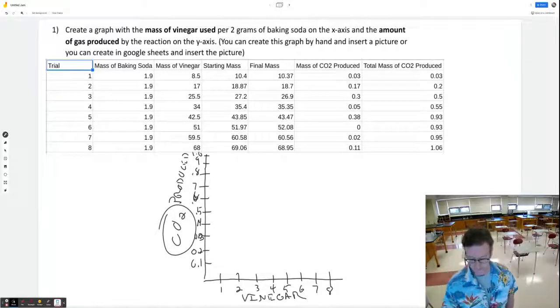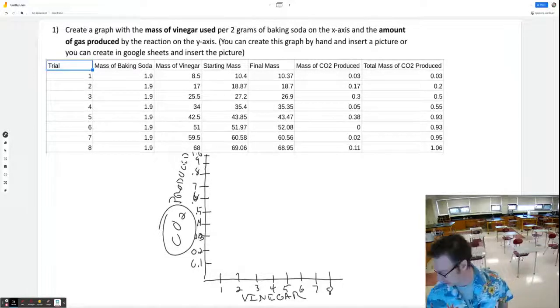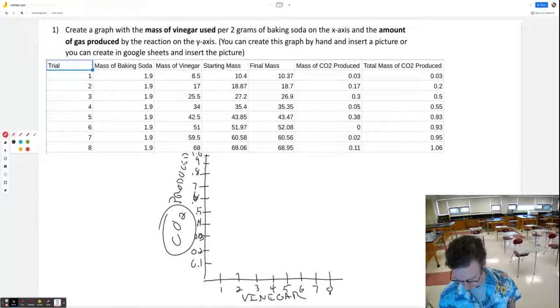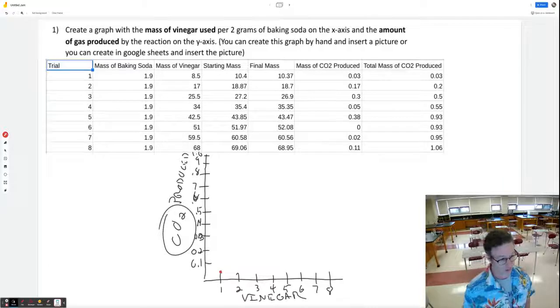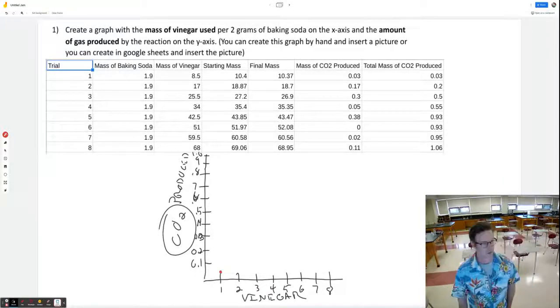Trial 1, the amount of vinegar we put in for trial 1 produced less than 1/10 of a gram. So the data point for that is going to be somewhere around here. Okay. In trial 2, we produced 0.17.